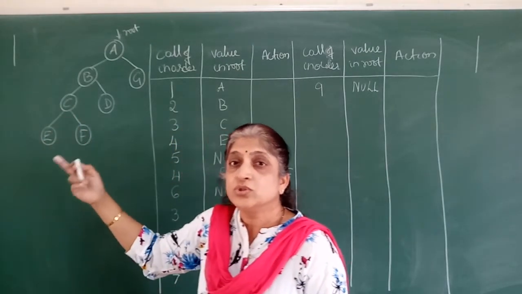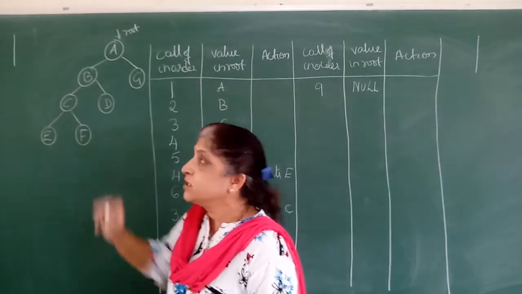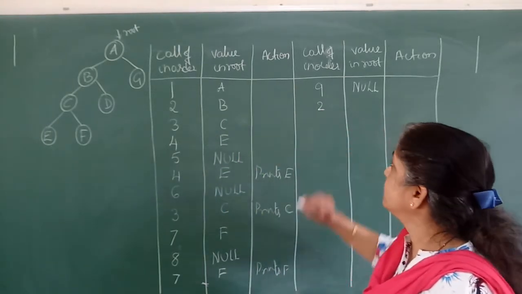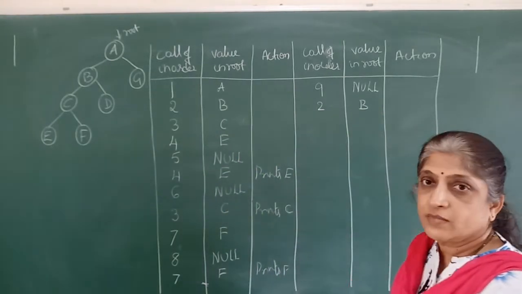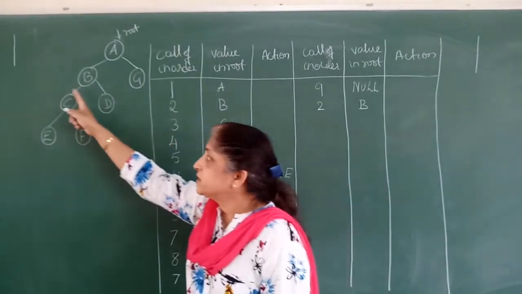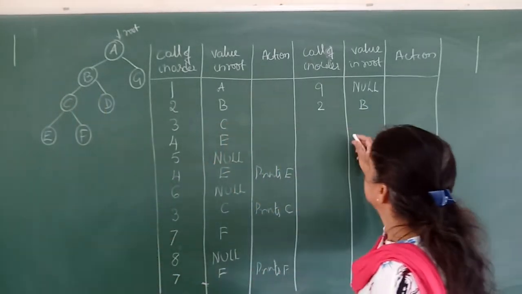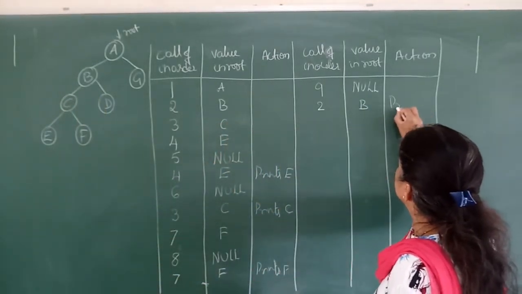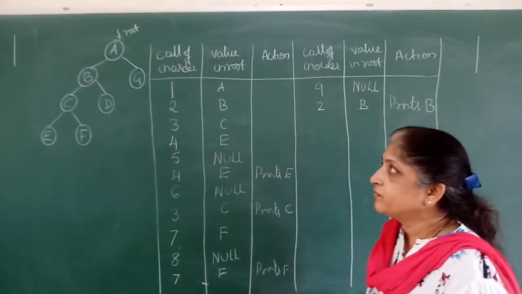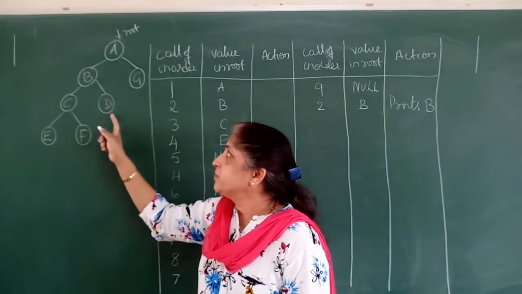Now control goes to the call where the value in root was b, that is, it returns to call number 2. In this call, it has completely visited the left subtree, so now it prints the root. The action is: it prints b. Now it calls the function with the right subtree of b.